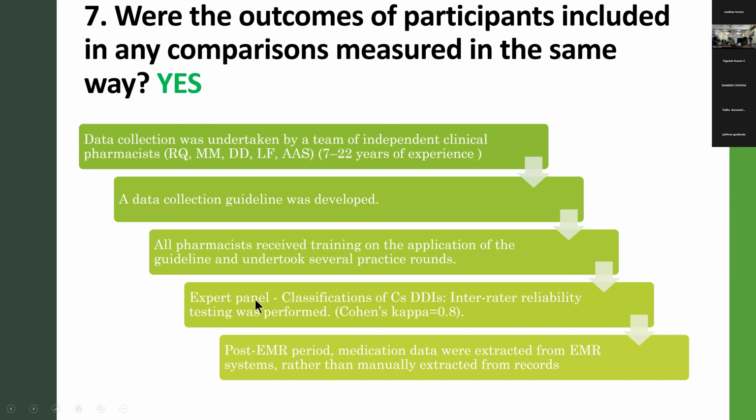They had an expert panel to classify clinically significant DDIs. For inter-rater reliability testing, Cohen's kappa was 0.8. To look at the post-EMR period, the data was extracted from the EMR rather than from the inpatient record. All the data was taken from the EMR.